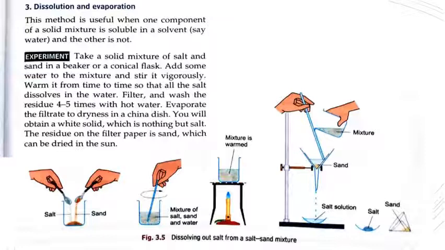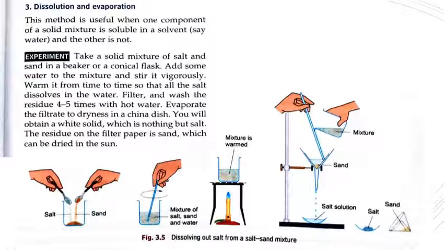This method is useful when one component of a solid mixture is soluble in a solvent and the other is not. We can take an example like salt and sand. We all know that salt easily mixes with water, but sand does not. So these two make a solid mixture, but salt mixes with water, while sand does not.